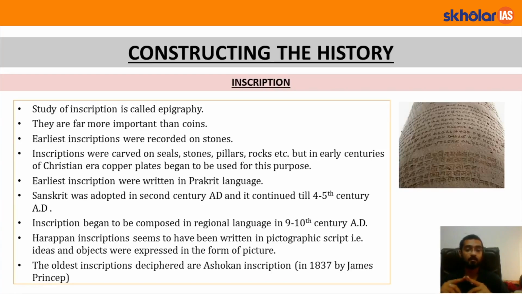Sanskrit was adopted in the 2nd century AD and continued till the 4th and 5th century AD. Inscriptions began to be composed in regional languages as well, but only as late as the 9th to 10th century AD. I hope this is clear to all of you. Harappan inscriptions seem to have been written in pictographic script. That is, ideas and objects were expressed in the form of pictures in the Harappan civilization. The scripts contained symbols and pictures. The oldest inscriptions deciphered are the Ashokan inscriptions. They were deciphered in 1837 by James Prinsep. I hope this is clear to all of you.